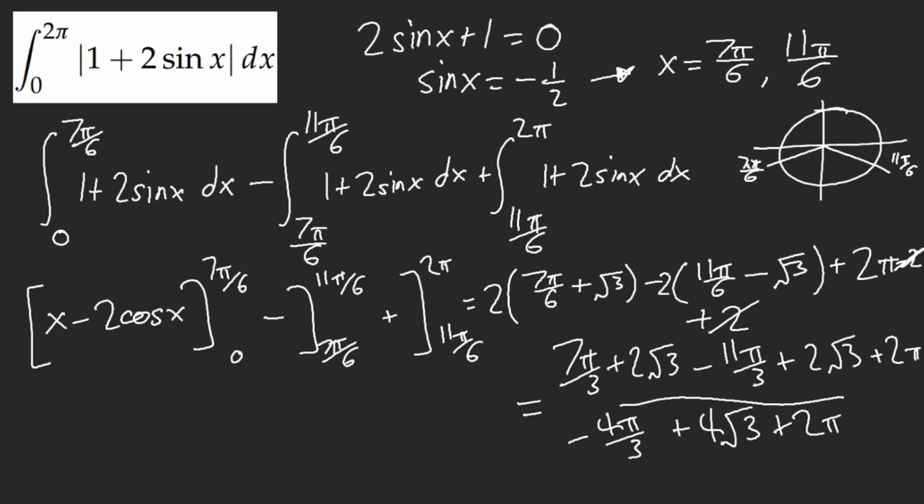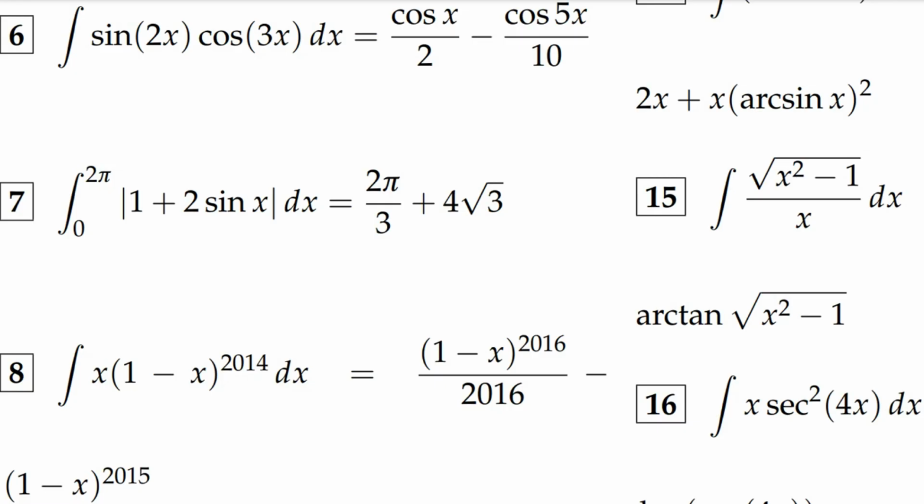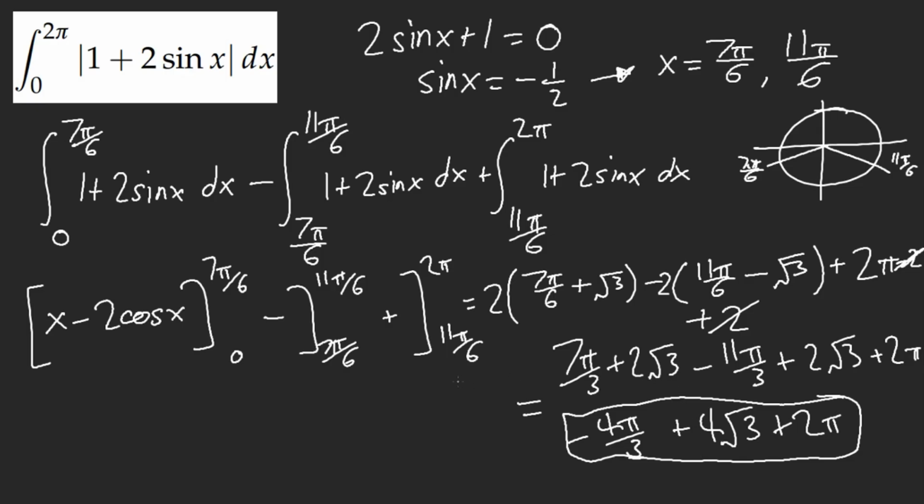I would leave my answer as this, but my question is, am I correct? Let's check. 2 pi over 3. Six pi. Oh, it is equal to 2 pi over 3. Hey, I got it right. Let's go. Okay, well there you go. That's how you would do this.